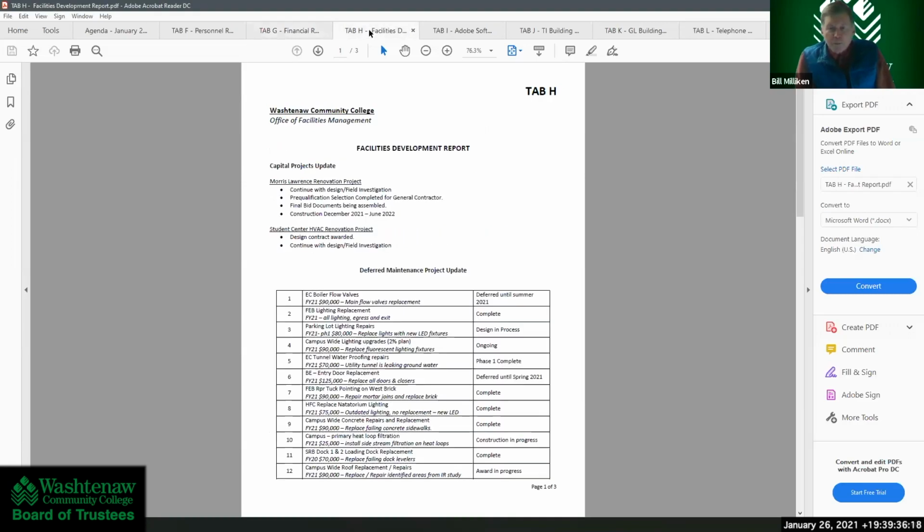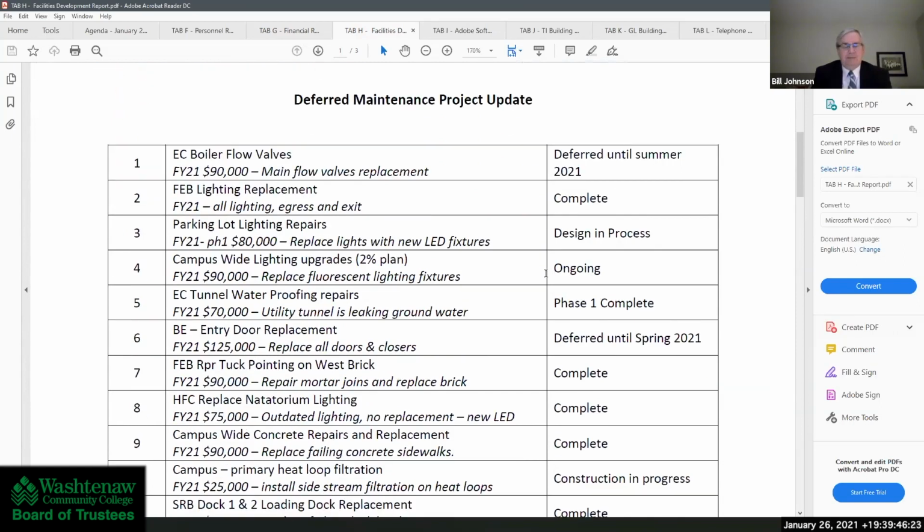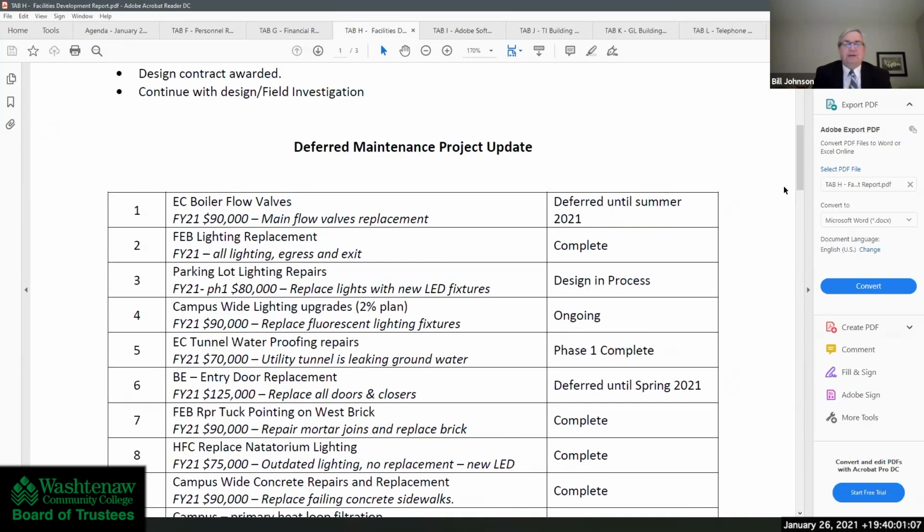Facilities Development Reports. EVP Johnson, could you lead us through that, please? Thank you, Chair Milliken. You will note that a number of our projects, both in deferred maintenance and campus repair maintenance, have been completed or there's been strong progress made. I will point out for the board that our two major projects, which if we could scroll back up to the top of the first page, please.